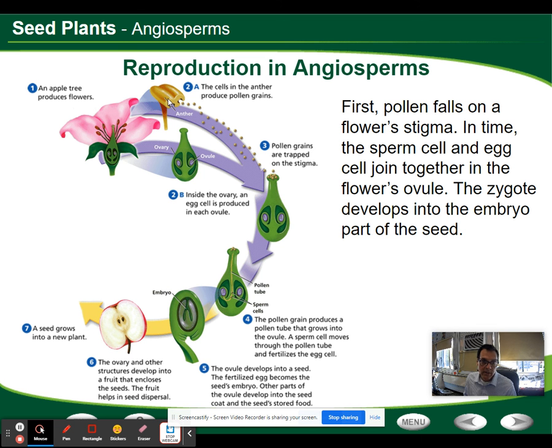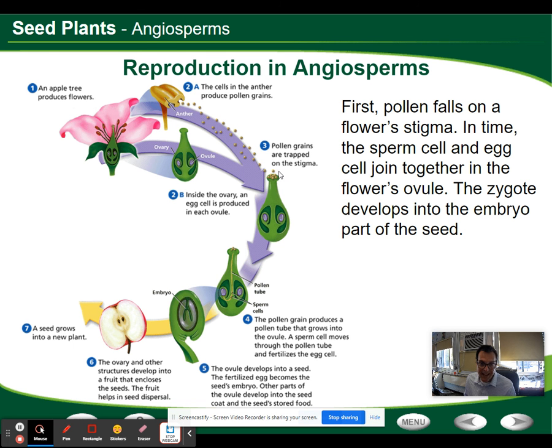However it happens, by wind, air, or sometimes animals like bees, the pollen gets transferred over to the stigma of another flower. It'll get on the stigma of the female reproductive structure, and now pollination has happened. So now it's time for reproduction.